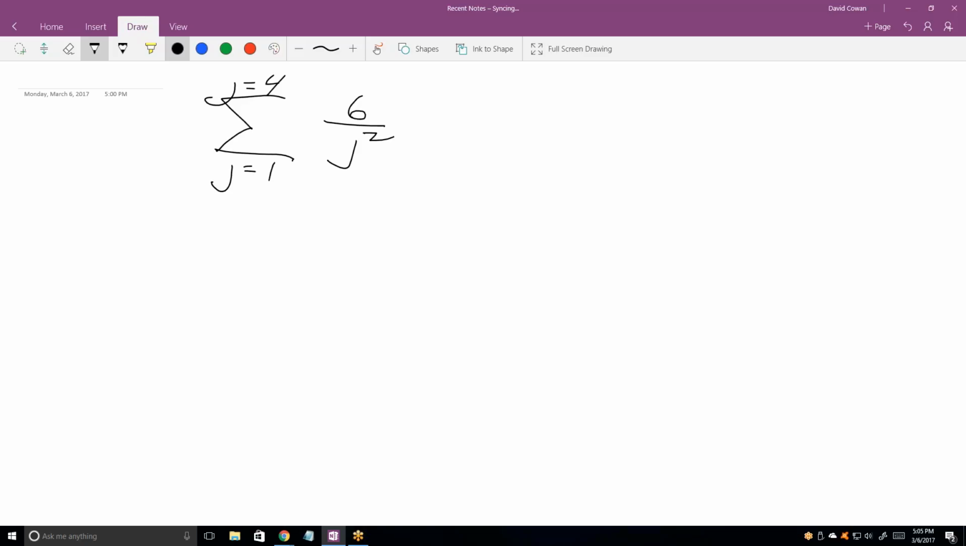Okay. Give me the first term. In other words, this is going to equal 4 terms added together. What's the first term? Is it 4? Plug in 1 for J. Always start at the bottom and work towards the top. Then it would just be 6. 6 over 1. What's the second term?